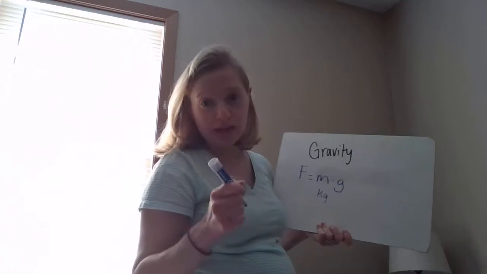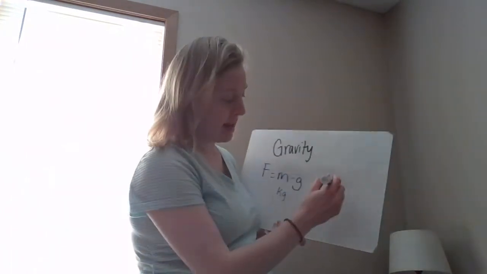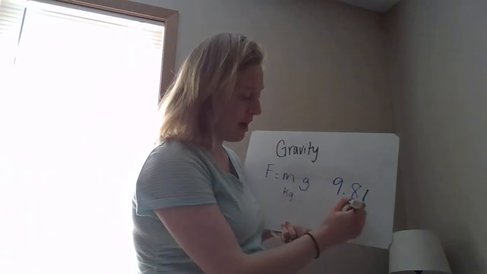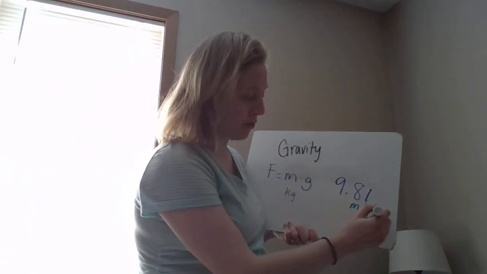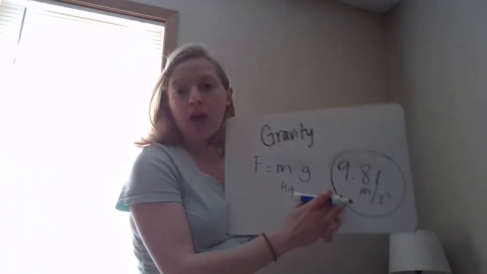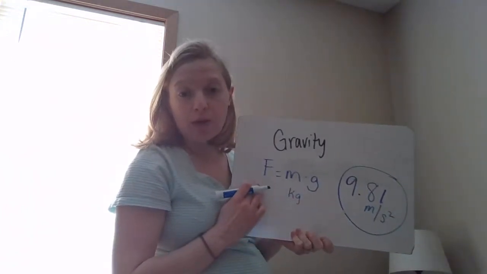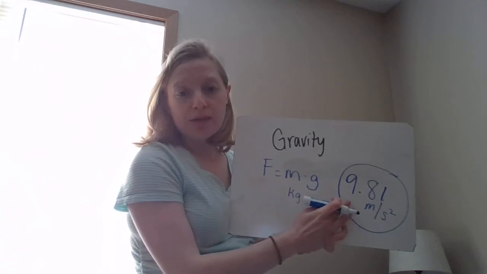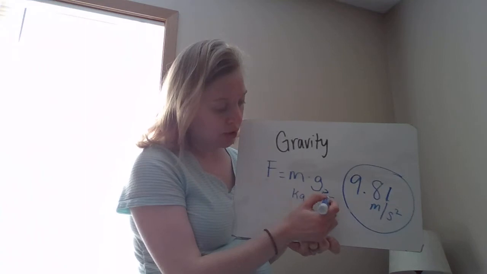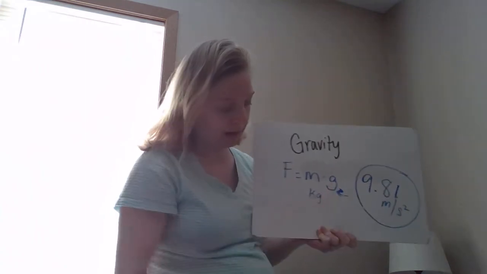This is key, you need to know this. The number is 9.81 meters per second squared. This is the acceleration of gravity on Earth. When you're calculating gravity equations, you will always use this number in here. Okay, so make sure that you're using that number when calculating.